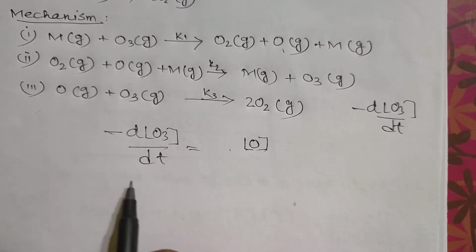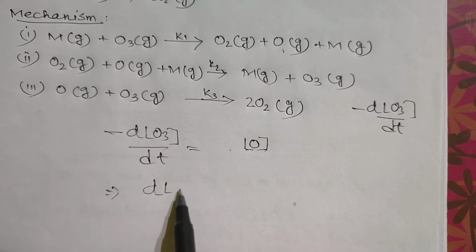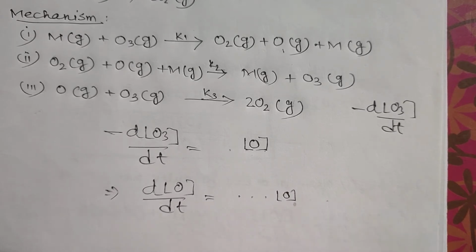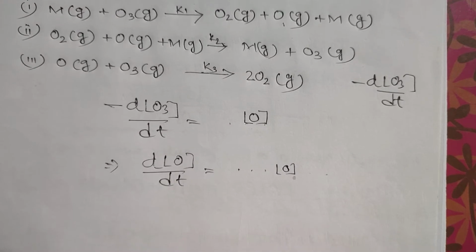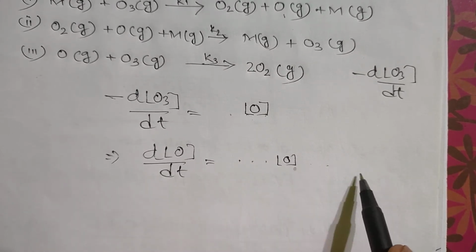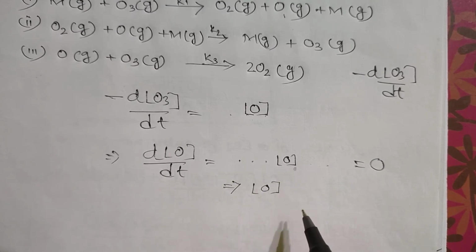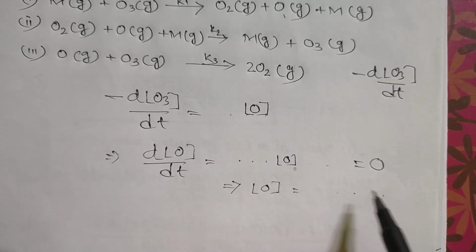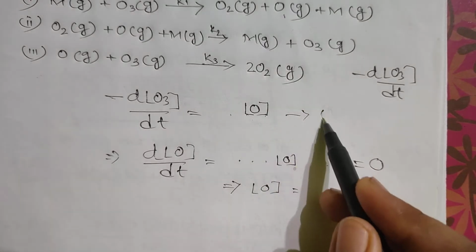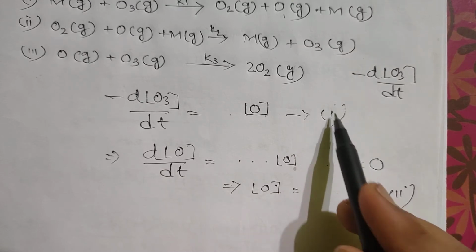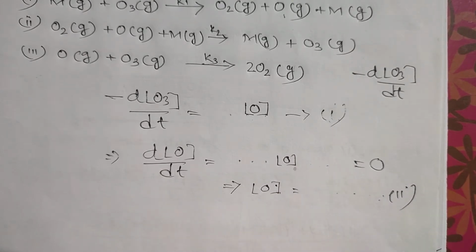So in that case we know we use the steady state. We will derive another equation for the O atom, and now we will apply the steady state approximation on this one. By steady state approximation, dO by dt equals 0, and from here we can get the concentration of the O atom. So this will be equation 1 and this will be equation 2. From here the value of O will be put in equation 1, and in this way we can solve this problem.